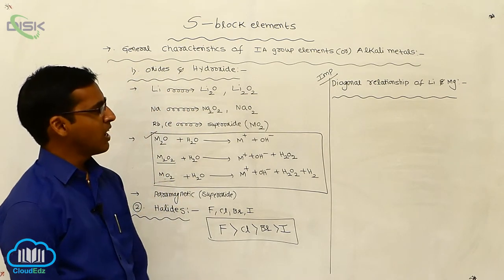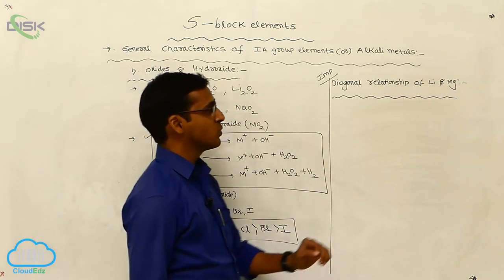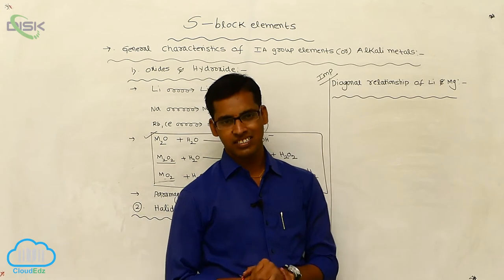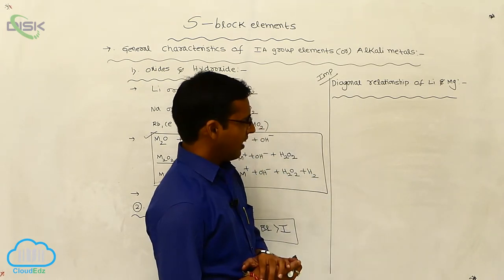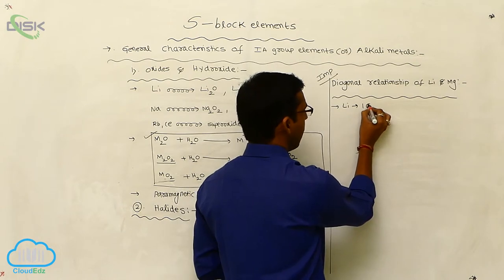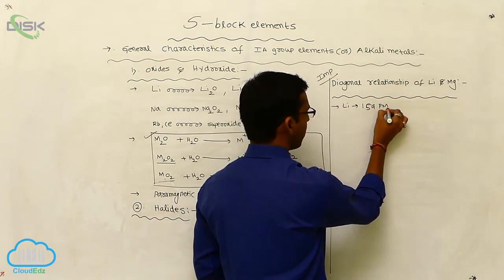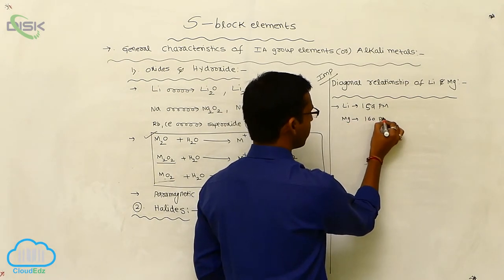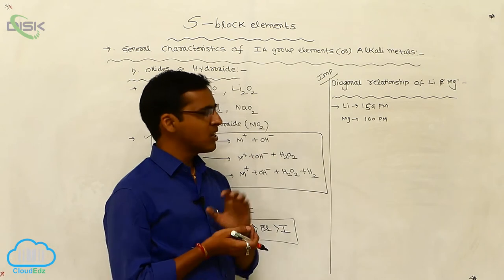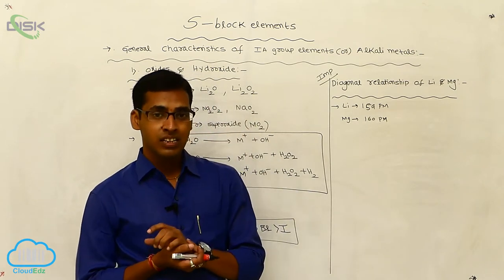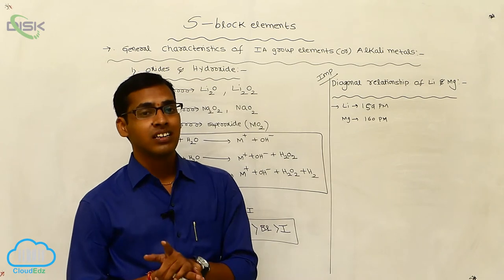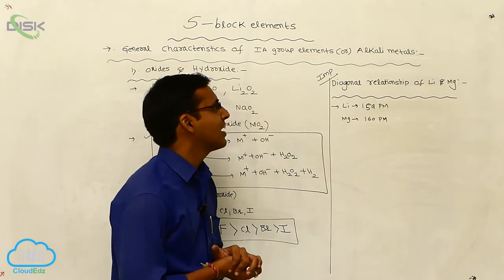We already know that lithium belongs to the first A group and magnesium belongs to the second A group, so both are different group elements. But even though, they show the same characteristics and properties. For example, the atomic radius of lithium is 159 pm and magnesium is 160 pm. This is very close, and the properties are also similar. The first A group element shows similar properties with the second A group element. That property is called the diagonal relationship.